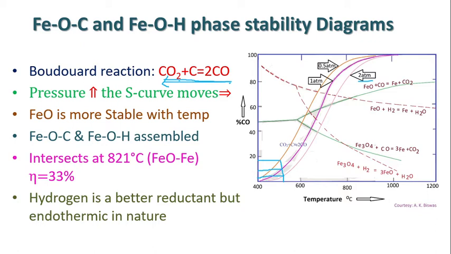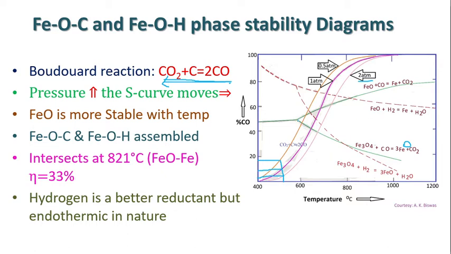Another observation we can make from this diagram is that the magnetite to wustite reduction reaction is endothermic in nature. Magnetite to wustite. Sorry, this is FeO actually. So this line is endothermic in nature and has a negative slope, goes downward. Whereas the wustite to iron reduction line is exothermic in nature, and the equilibrium line has a positive slope.